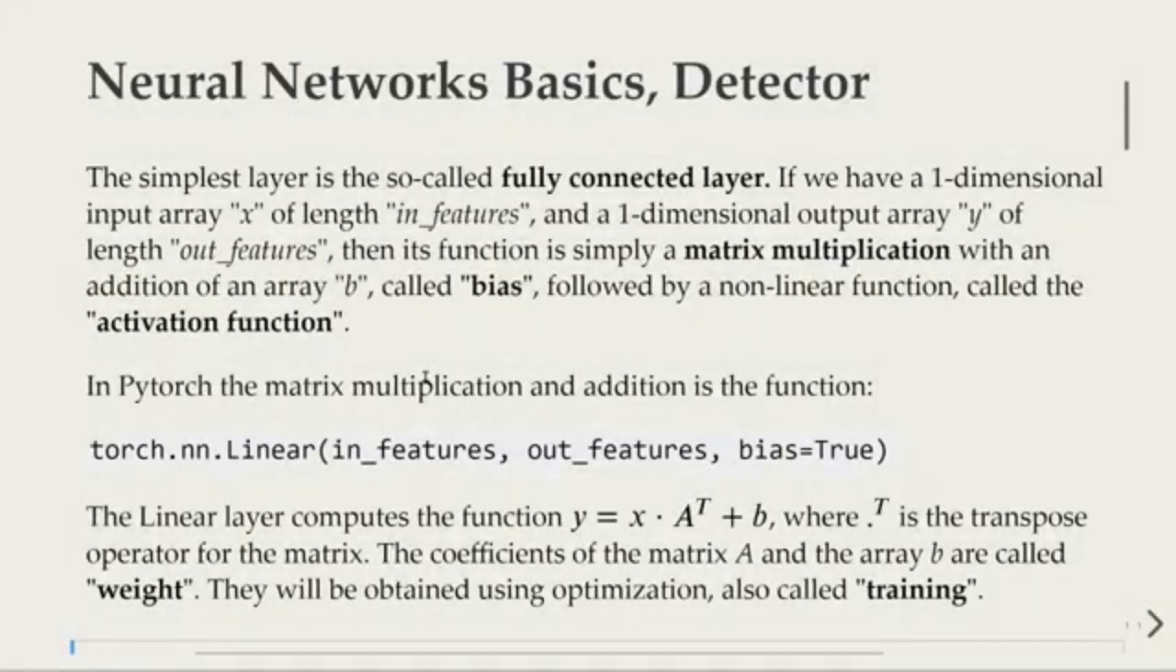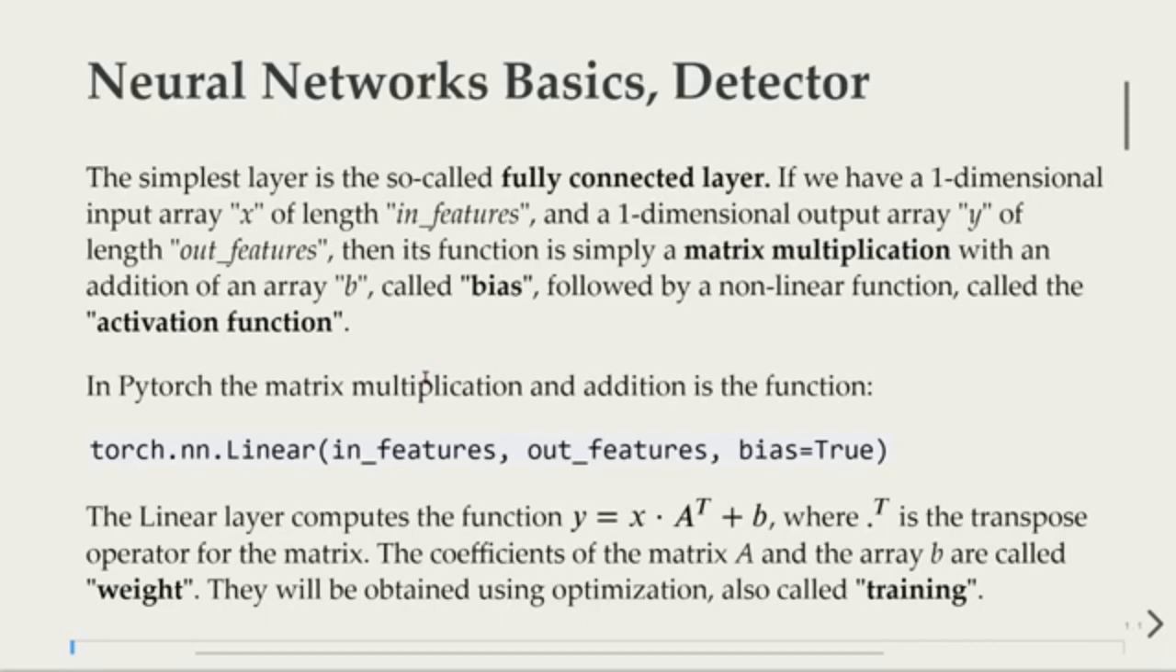The simplest layer is the so-called fully connected layer. If we have a one-dimensional input array X of length n features, and a one-dimensional output array Y of length out features, then the function of this fully connected layer is simply a matrix multiplication with an addition of an array B, called bias, followed by a nonlinear function called the activation function.